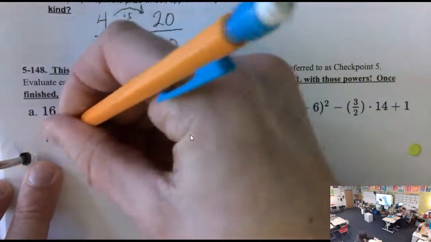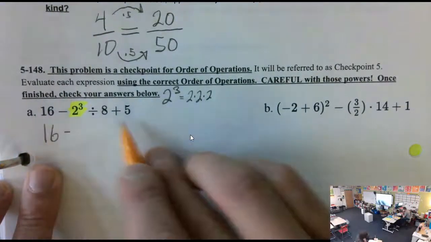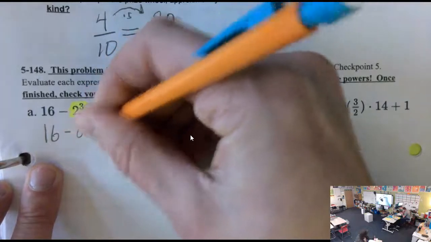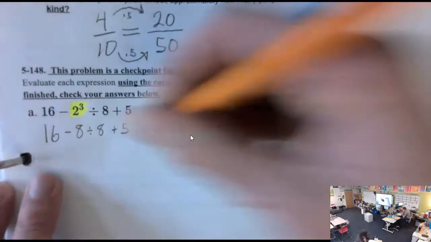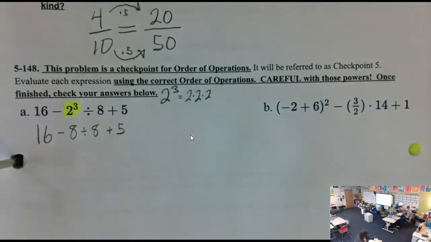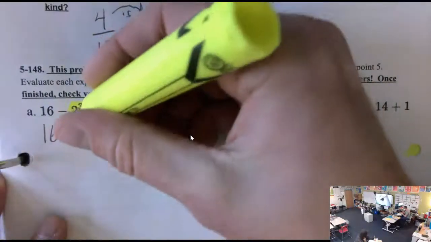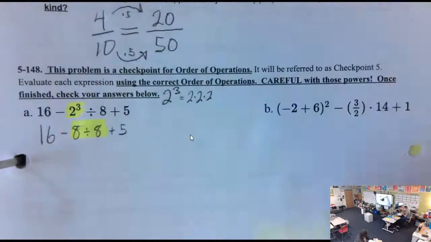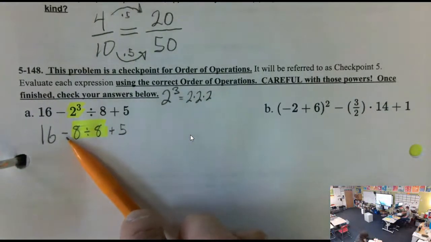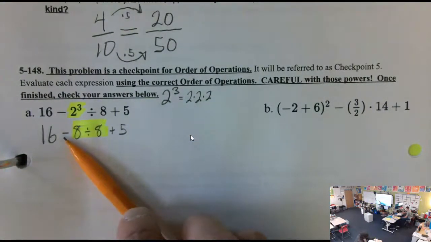8. And there were no parentheses. That's why I skipped right to the exponent step. But here's the next trapdoor. Would I subtract next, divide next, or add next? Divide, because multiplication and division would come next. So 8 divided by 8, or you can think of it as negative 8, but really we can just leave this sitting here as subtraction.